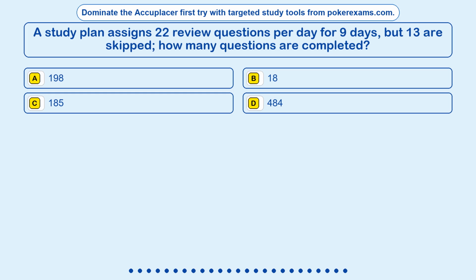Question 1. A study plan assigns 22 review questions per day for 9 days, but 13 are skipped. How many questions are completed? Option A, 198. Option B, 18. Option C, 185. Option D, 484.